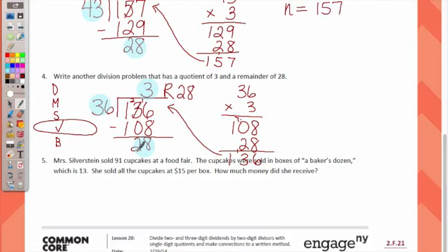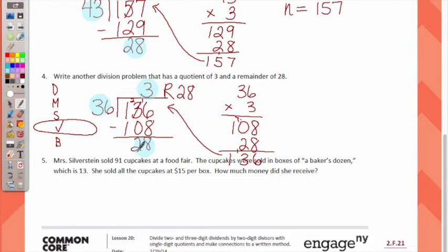Yes. So what's the only rule when you're coming up with a problem? You already know that the quotient is 3 and the remainder is 28. Check if your divisor cannot be bigger than your remainder. Your divisor has to be more than the remainder.